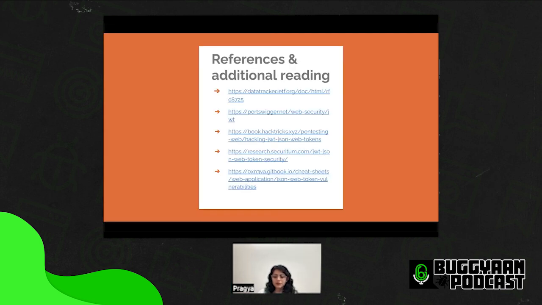So that was on the generic good practices for JWTs. These are some references that I used, and these are for additional reading as well. If you want to read more on a few more vulnerabilities, or if you want to read more on JWE, you can access these resources. These resources are very good. You can just read through them.